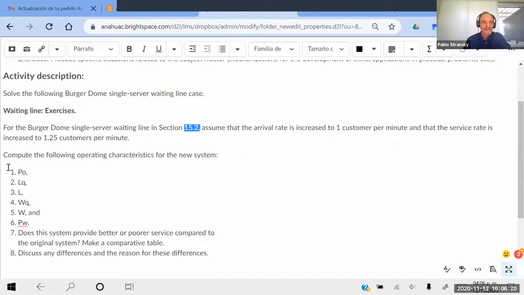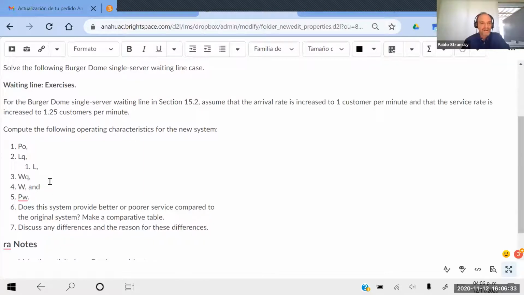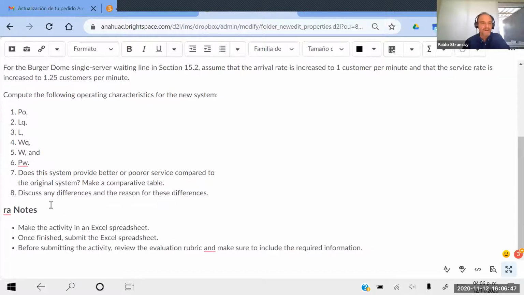Now, they're asking you to compute the following operating characteristics: P0, Lq, L, Wq, W, and Pw. Today, we're gonna see how to calculate them. And then they ask, does this system provide a better or poorer service compared to the original system? Make a comparative table, discuss any difference and the reason for this difference, okay?